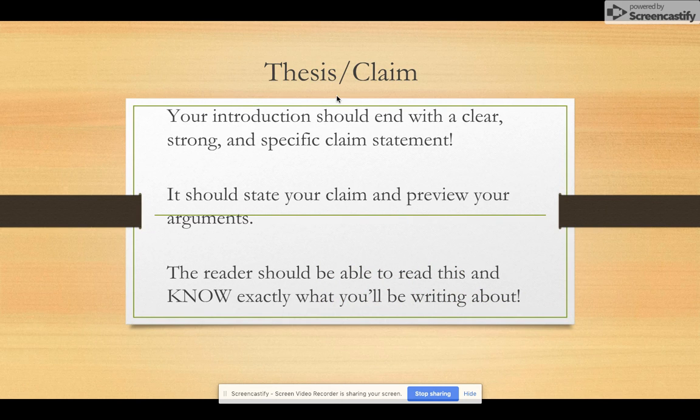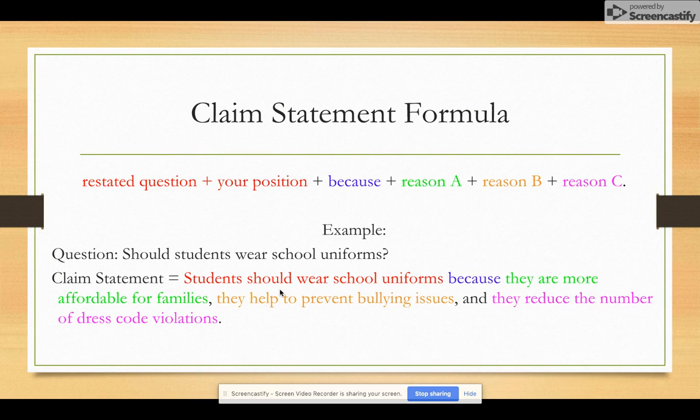Then you're ready for your thesis, or sometimes called claim. So this is going to end your introduction. It's going to be strong and specific. It's going to preview your argument, and the reader should be able to read this and know exactly what you're going to be writing about. So you're going to restate the question and give your position, a because, and then your 3 reasons, one for each main body paragraph. Okay?